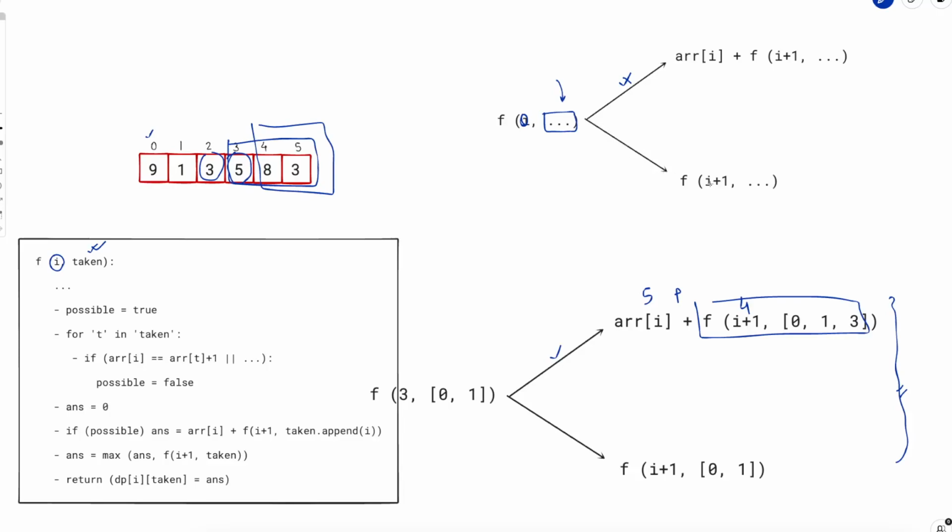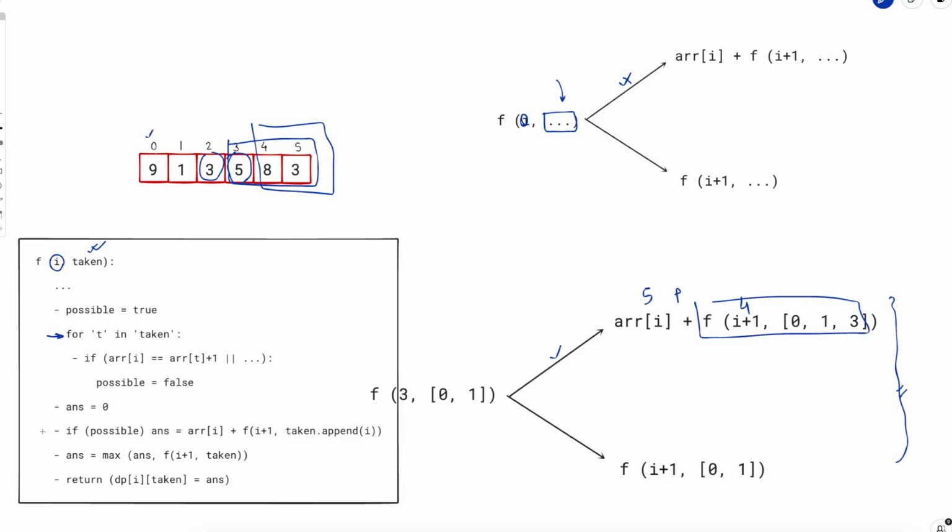So this path is always possible. This path is something you can always explore, f of I plus 1 comma taken, right? But the other path may or may not be possible depending on what all you have taken. So you will simply go over all the elements that you have taken, figure out whether array I is in one of the x minus 1, x minus 2 or x plus 1, x plus 2 ranges, and if it is, you can't take the element.